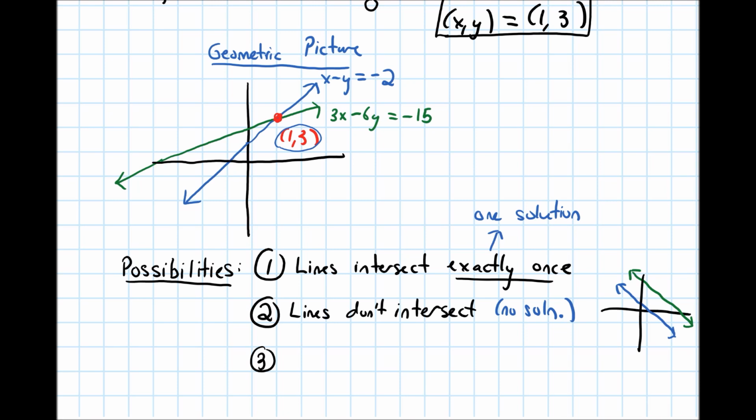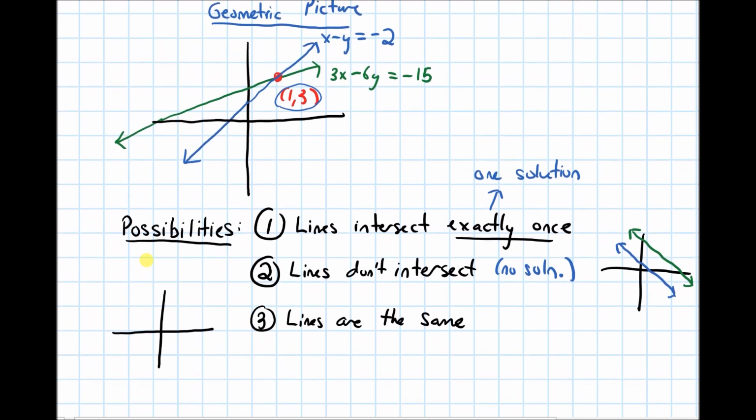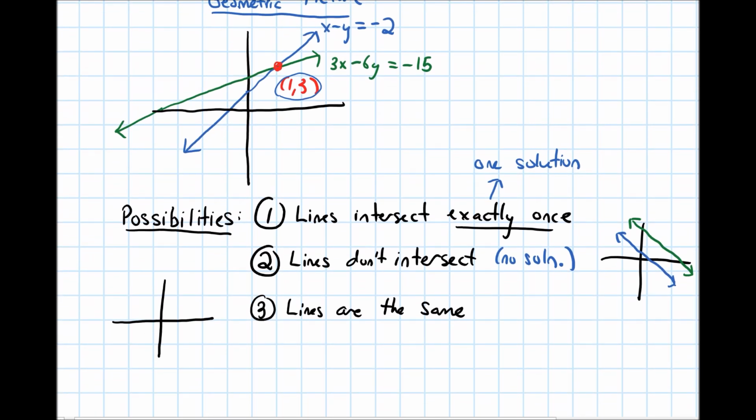But there's one more possibility, which is the lines might be the same. So let's draw a picture of that. Let me draw that one on the left here. If the lines are the same, let me scooch this down a little bit. What would happen is, I might draw my first line, let me put that one in blue. And then I draw the second line, and the second line is the same as the first one. If I draw it in red, I get the exact same line.